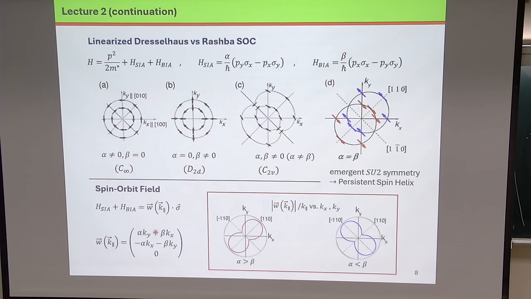Now, if you plot the absolute value of this spin-orbit field divided by k parallel, and k parallel is just the square root of kx squared plus ky squared, you get these two situations. You can make this plot, and you get this figure eight if alpha is larger than beta, or this other figure eight if alpha is smaller than beta. All right, any question? Yes? The plots showing the contour are the spin-orbit field strength? The plots are the absolute value of the field divided by k parallel, normalized to k parallel.